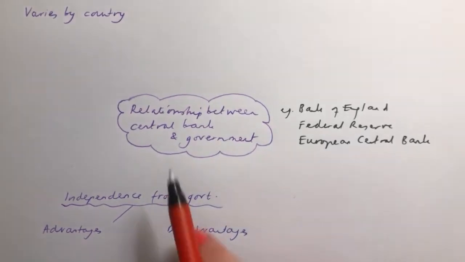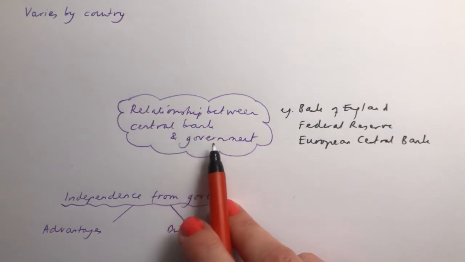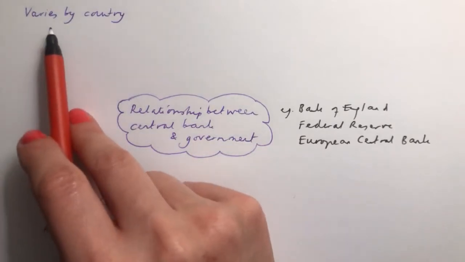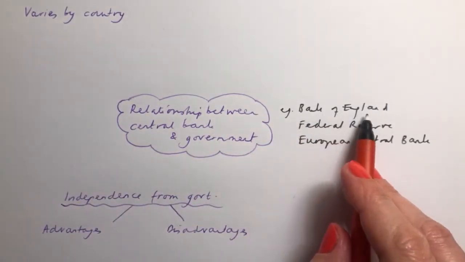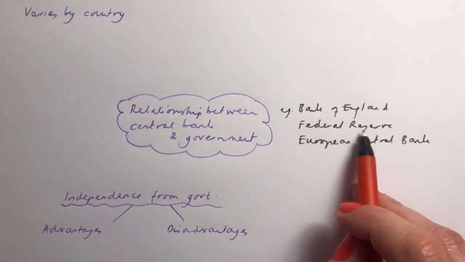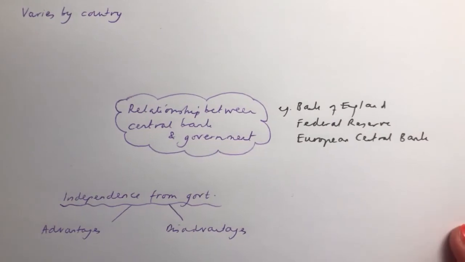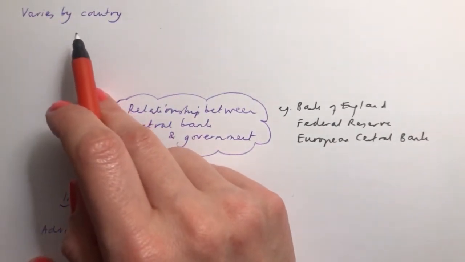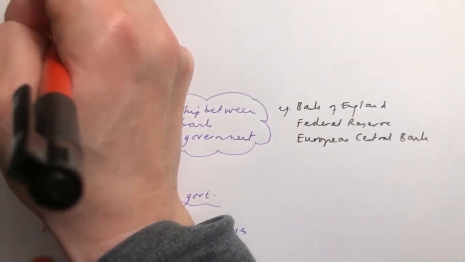This is going to explain the relationship between the central bank in a country and the government in that country, and what kind of connection they have, if any. This varies by country. In the UK, we have the Bank of England, that's our central bank. In America, they have the Federal Reserve. For the Eurozone countries, they have the European Central Bank. In different countries, it will determine whether there is independence of the central bank from government or not.